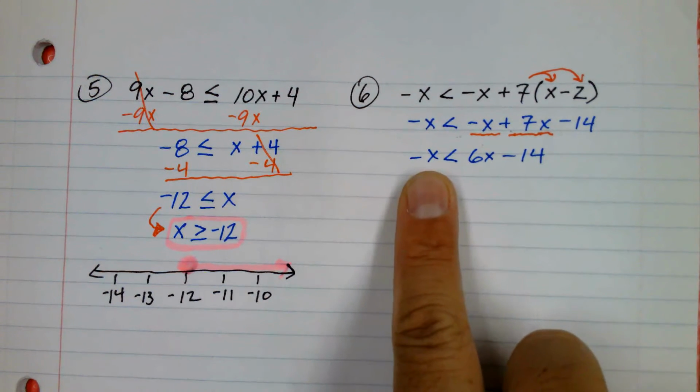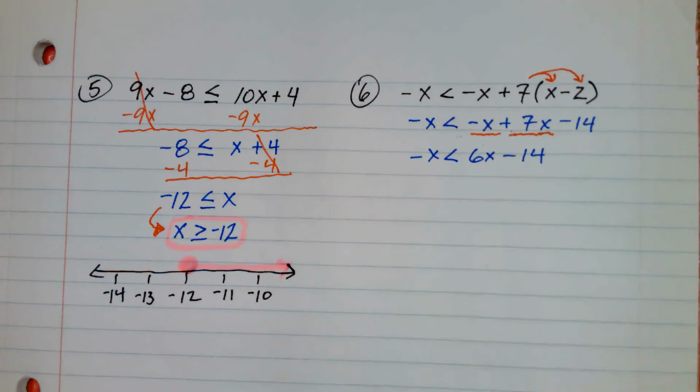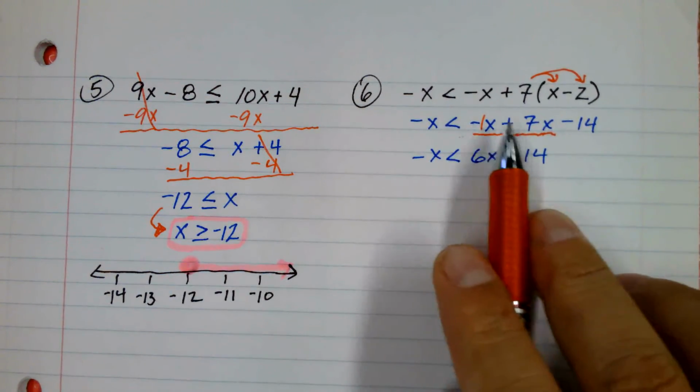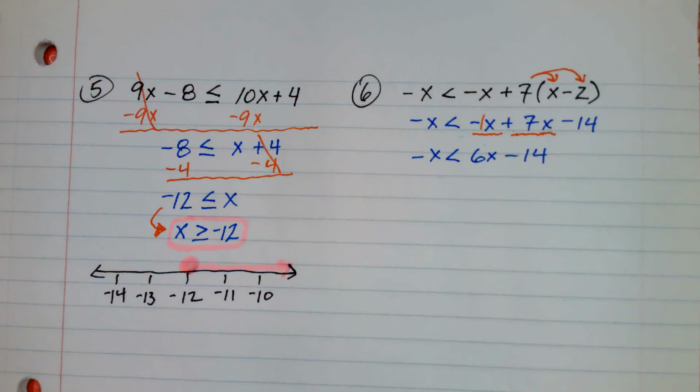Which one do I get rid of? Negative x or 6x? There's actually a better choice here. I want to see what your thoughts are on it. Okay, that's a good question. Remember, that's a negative 1. Negative 1 plus 7 is positive 6.